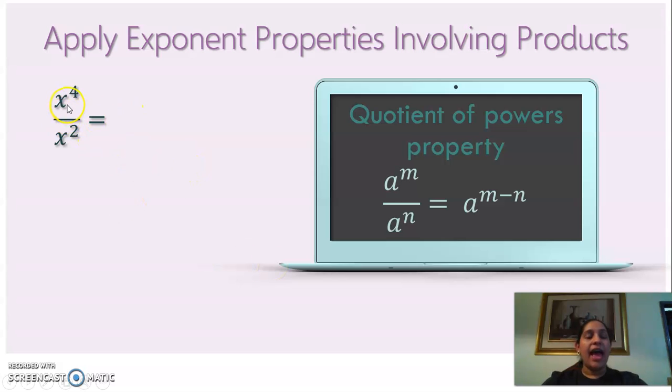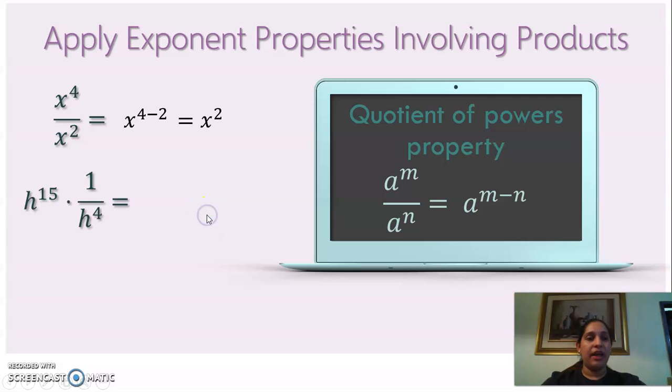In this case, I have x raised to the power of 4 over x raised to the power of 2, and I'm going to apply my quotient of powers property. That tells me that a raised to the power of m over a raised to the power of n equals a raised to the power of m minus n, so the exponents are subtracted. Here I have the same base but different exponents and they're dividing, so I'll have x raised to the power of 4 minus 2. Always the exponent of the numerator goes first and the one of the denominator goes second, as in 4 minus 2. And how much is 4 minus 2? It's just 2. So my answer will be x raised to the power of 2.